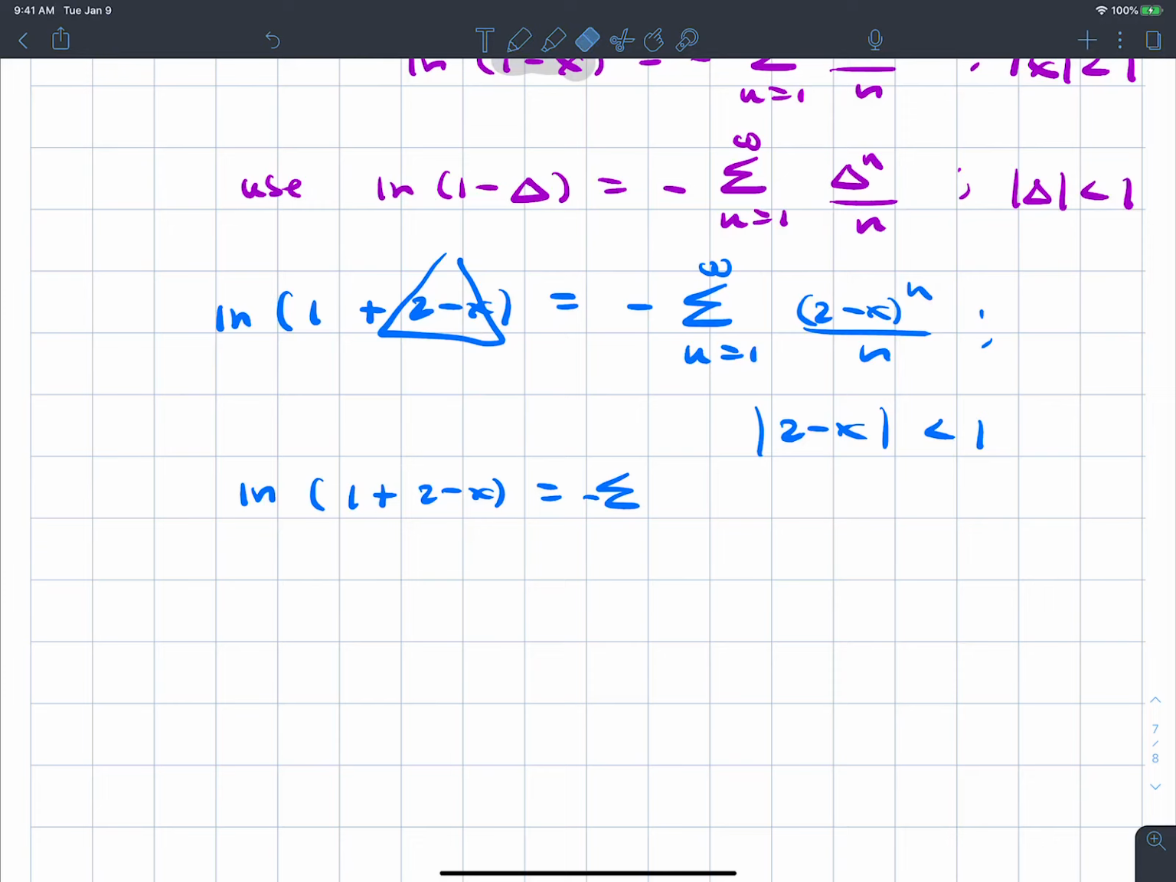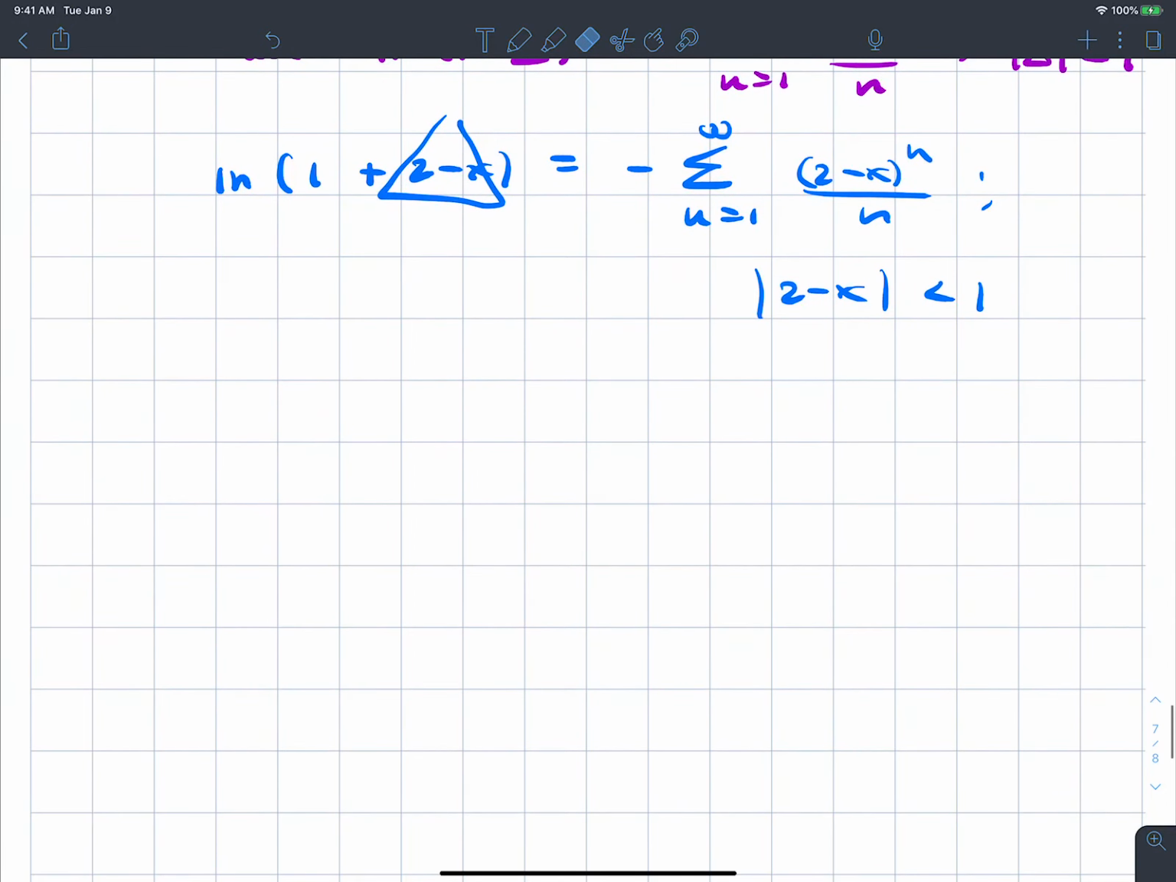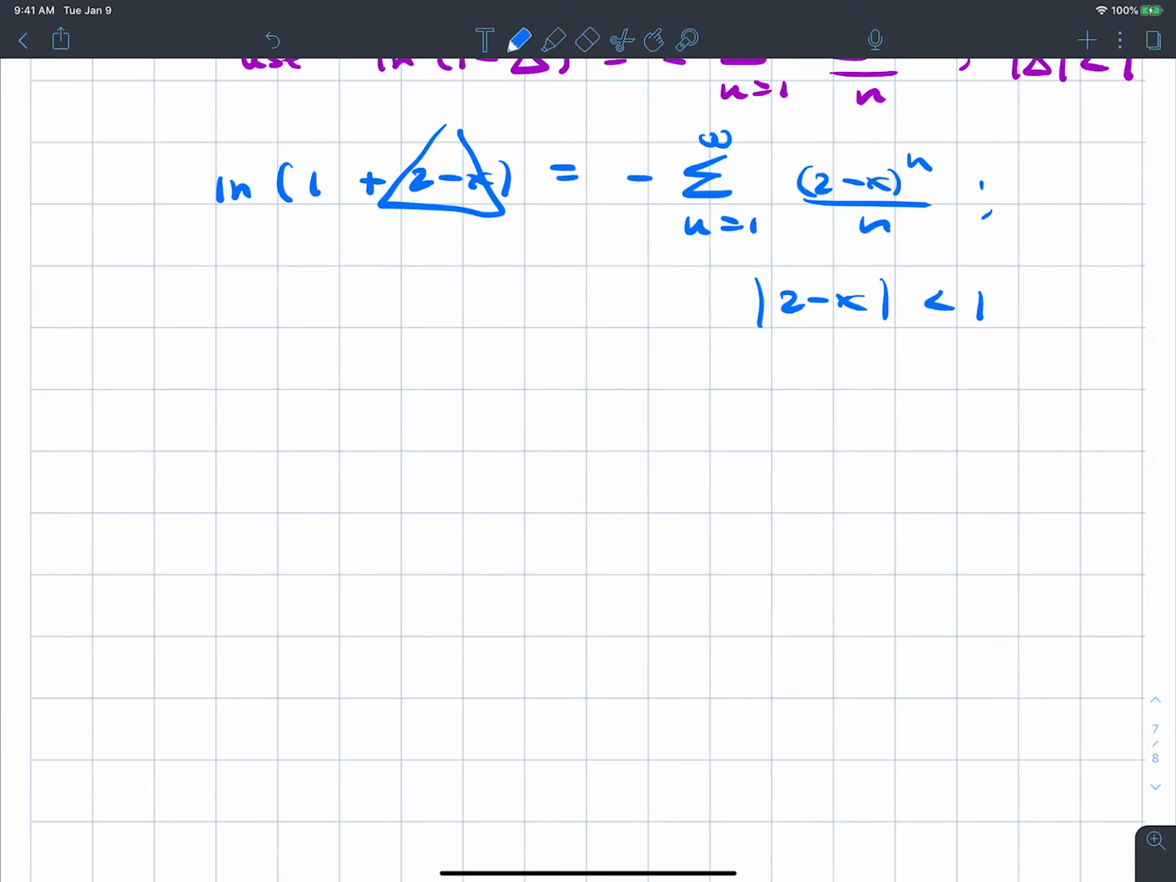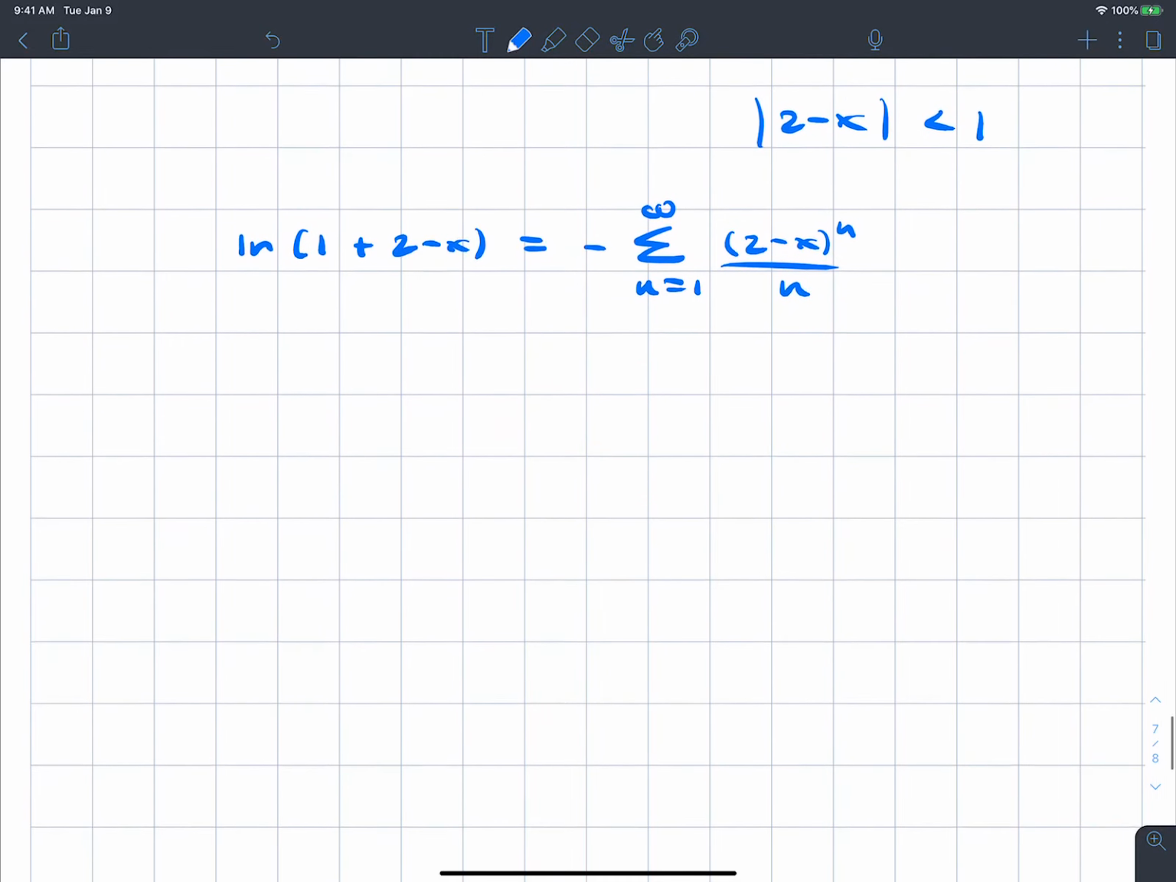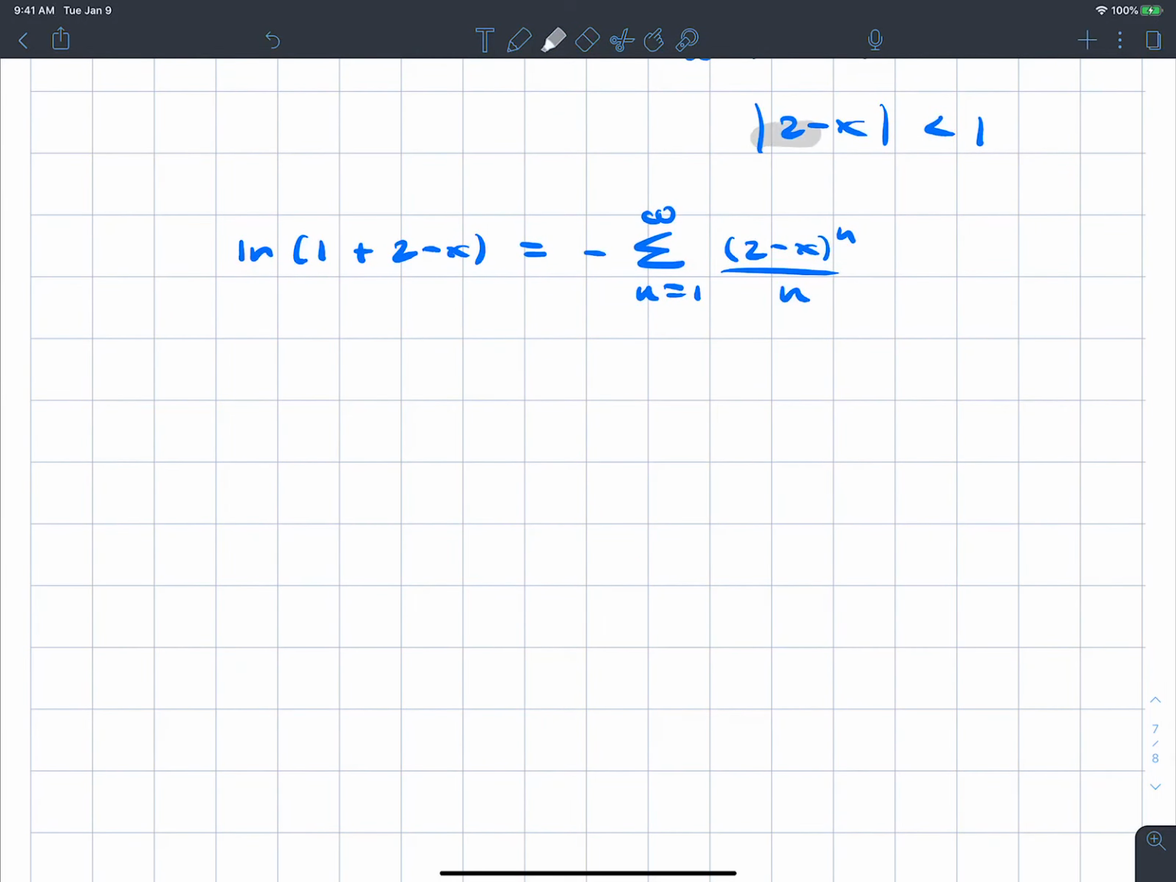So let me go back and erase this, and show you that we can expand our series this way. So natural log 1 plus 2 minus x is minus summation n is 1 to infinity 2 minus x to the n over n. Now we have to take a look at this interval.